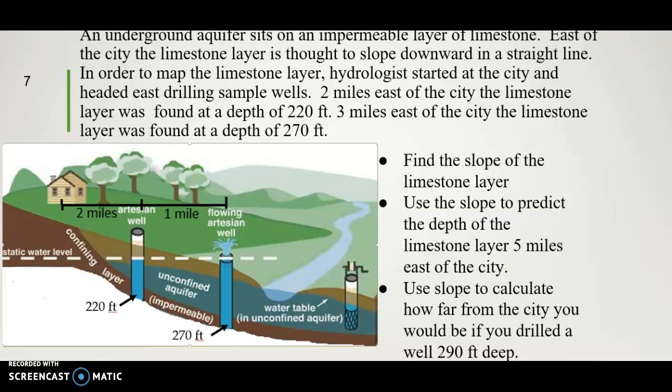Hello, we're going to take a look at an example where we're using slope to solve some questions. At the beginning of our slide, we have all kinds of information about what is going on in this picture. So we have an underground aquifer that sits on an impermeable layer of limestone, and it's east of the city. It slopes downward in a straight line. That straight line is really important because we know that a straight line has constant slope. And so we're going to be able to use slope to solve.